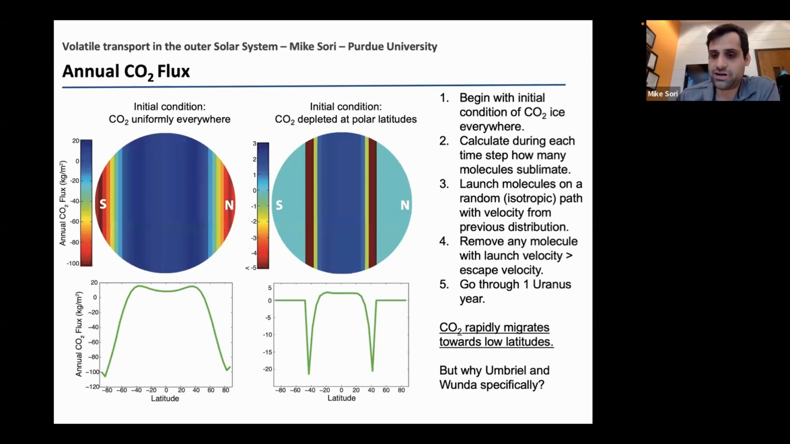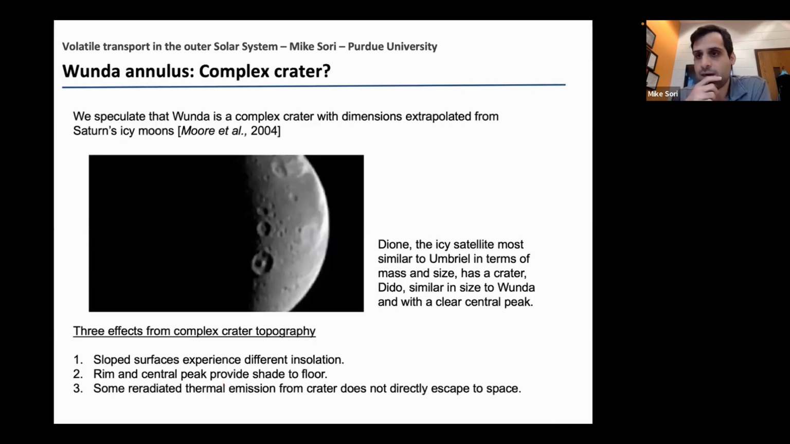I think we still need to answer the question, why do we only see the bright spot on Umbriel? Why do we see it as a ring in this crater specifically? The idea that we went with here is that Wunda should probably be a complex crater if you just extrapolate depth diameter relationships from Cassini data from Saturn moons, for example. So here's an example, Dione. It's a moon about the same size as Umbriel. There's a crater in the center of that image about the same size as Wunda. There's a nice central peak that you can see.